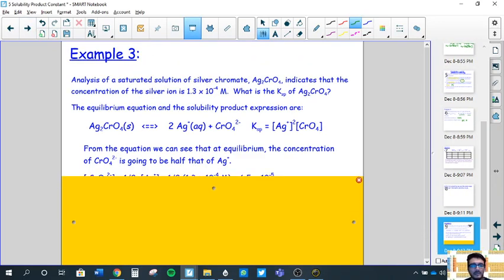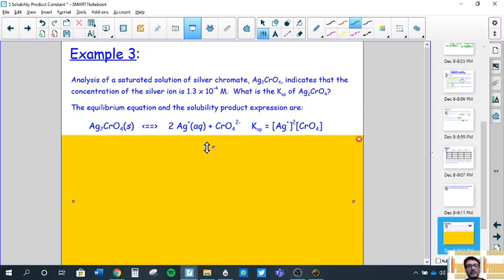Now the last example. Here we have the dissociation of silver chromate. Silver chromate dissociates in a 2-to-1 ratio. We get 2 silver ions for every 1 chromate ion. Now this question isn't asking you to determine concentrations or molar solubility at all. It's just asking you to figure out what Ksp is, given 1.3 times 10 to the negative 4 moles per liter of silver. Great, we have that concentration of silver.